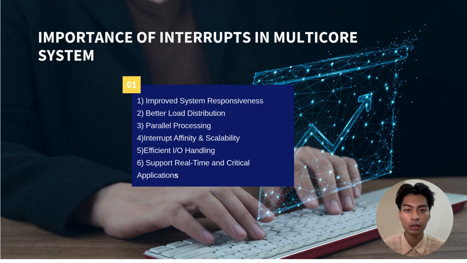Next is the importance of interrupt in multi-core architecture. Number one is improved system responsiveness. This means it has a faster reaction, so the system can quickly respond to a new task. Number two is better load distribution. The task can be divided among cores to avoid overloading one core. Three is parallel processing. It can handle multiple tasks at once. Next is interrupt affinity and scalability. Five is the efficient input and output handling, so it responds smoothly to devices like keyboard and mouse. Six is it supports real-time and critical application.